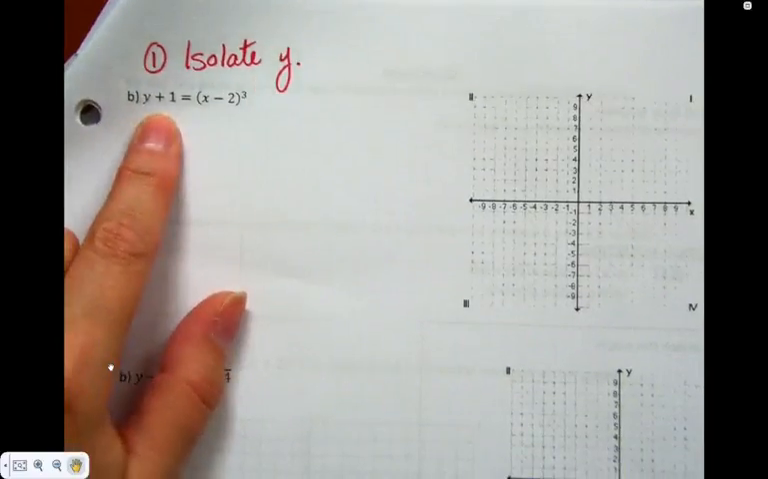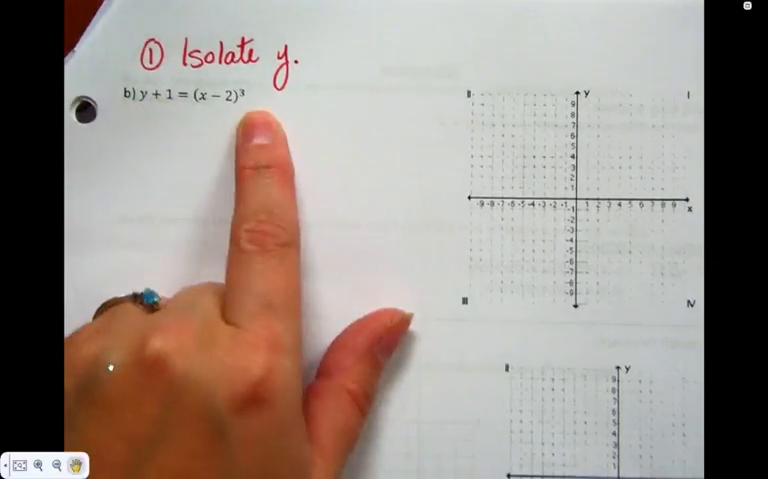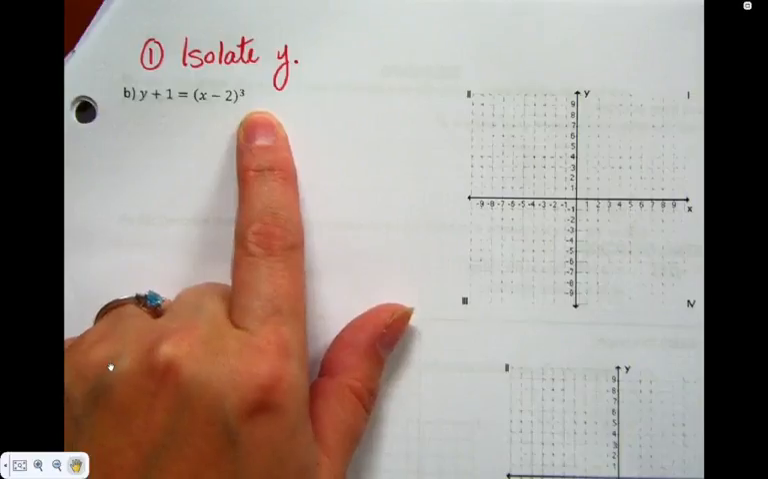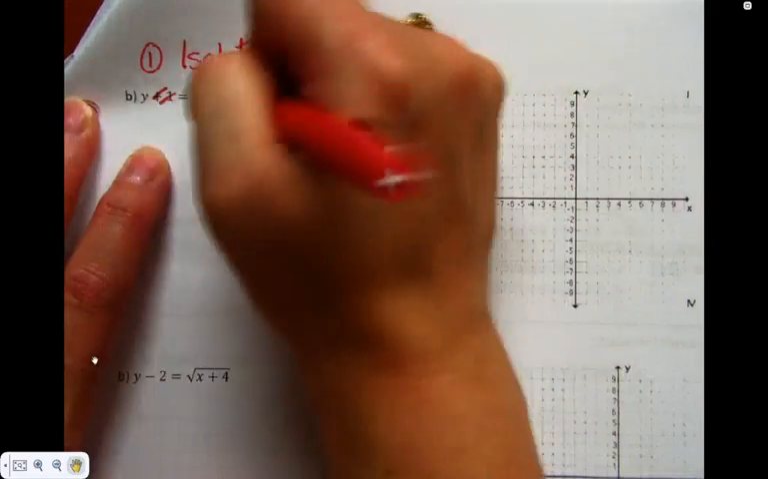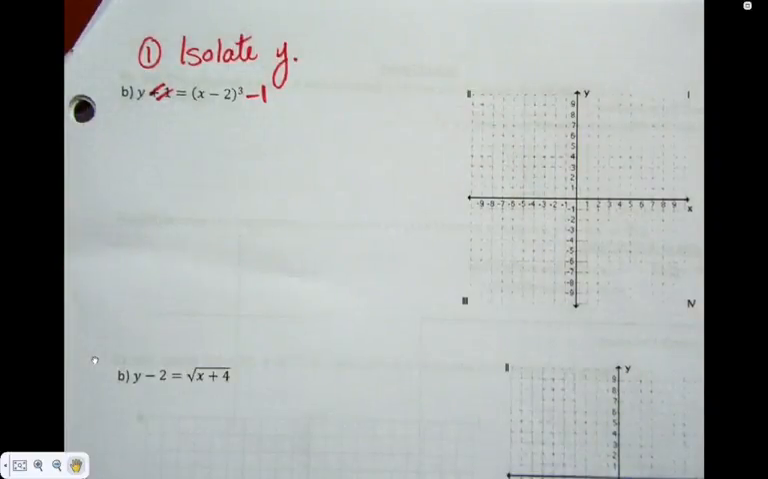Well, right now it looks like positive 1, which looks like we're going to move it up. But when we move it to this side, what's going to happen? Right, so we'll try to trick you by putting these transformations on the other side. Step number 1 is to isolate the y and get rid of that 1 and move it all to the right-hand side.